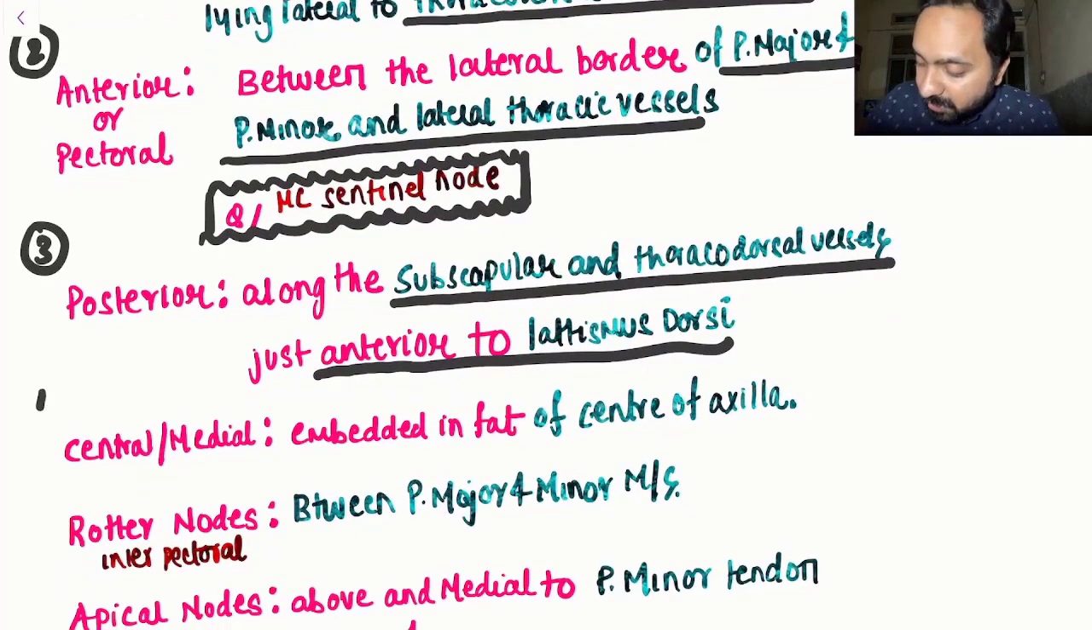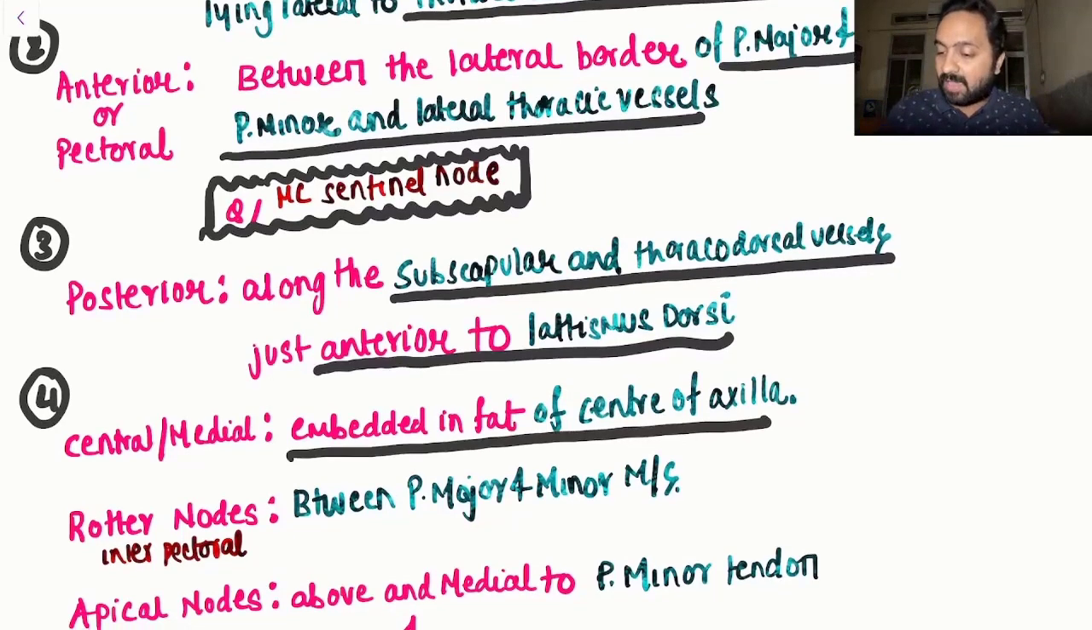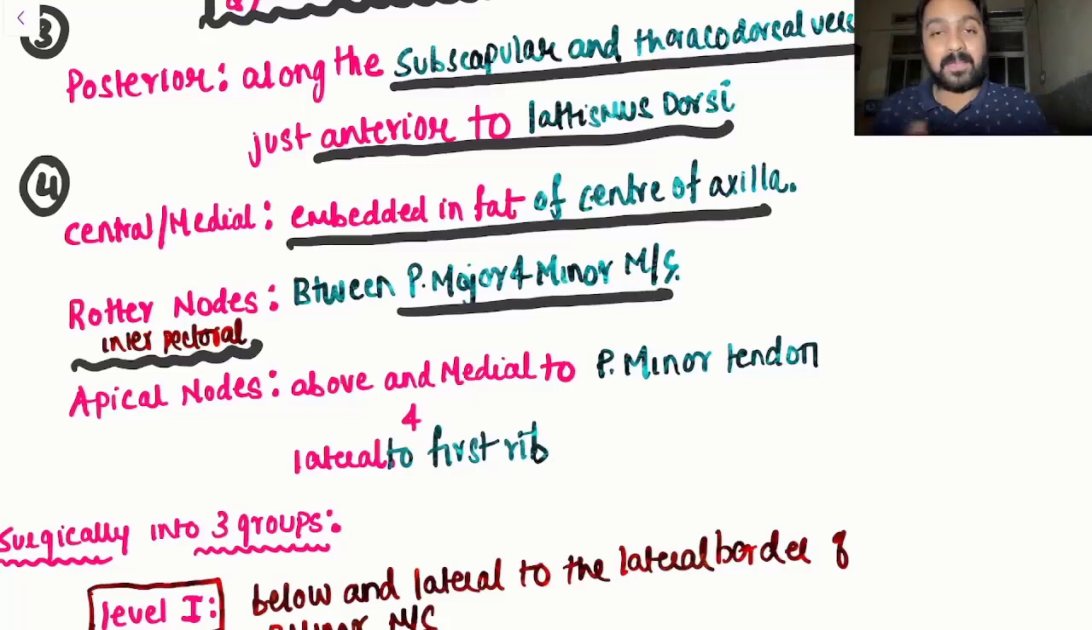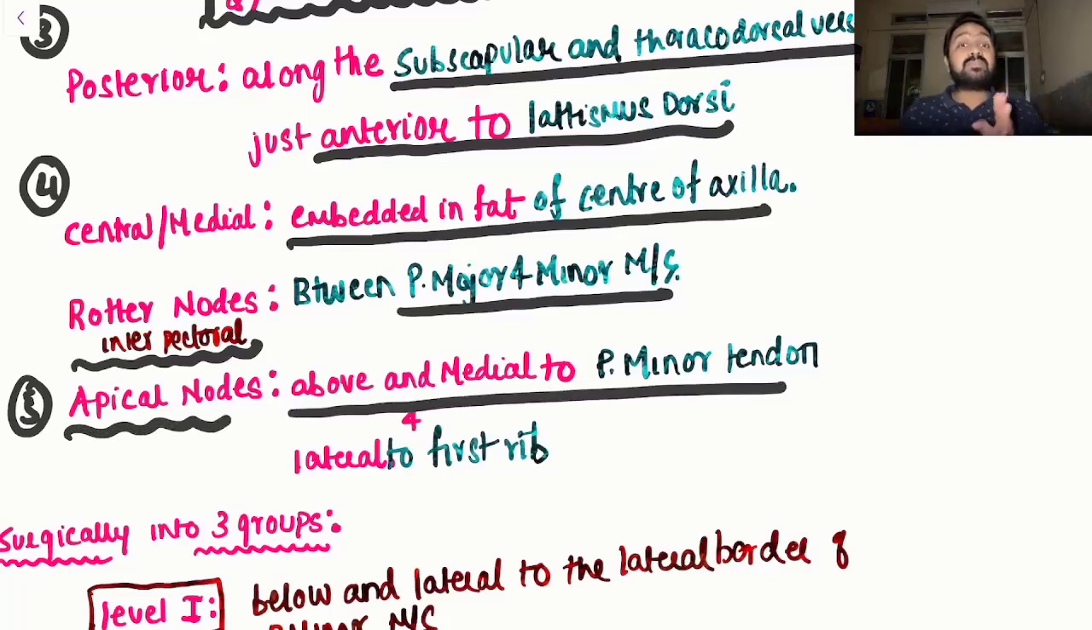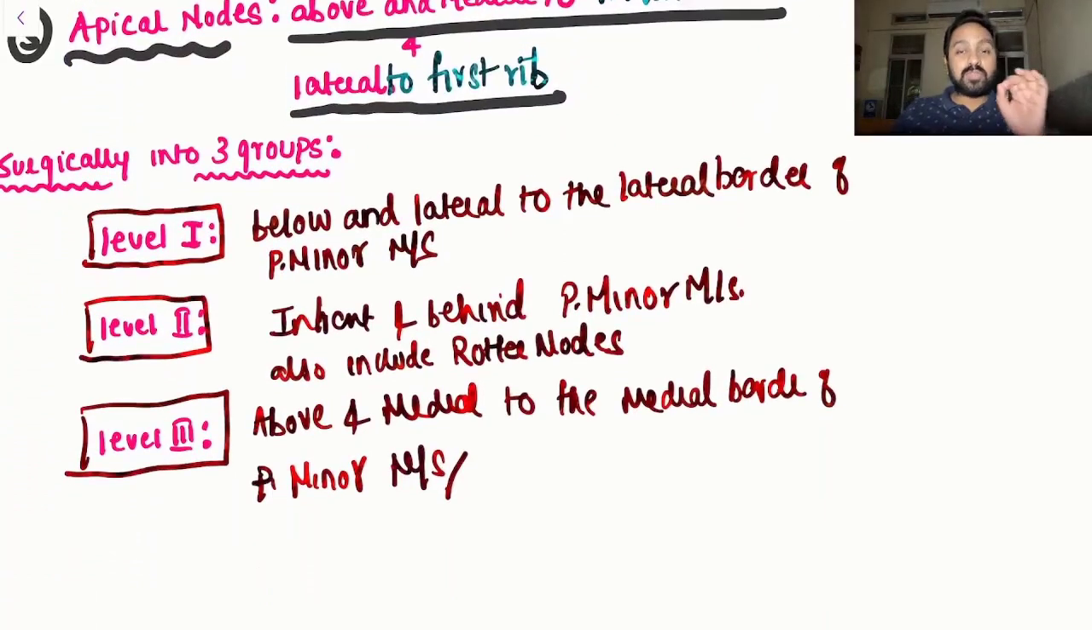Then we have your central or medial group. So these are embedded in the fat of center of axilla. Then we have your Rotter nodes, which are also known as your interpectoral nodes. So these are between your pectoralis major and minor muscles. And then we have your apical nodes, which are above and medial to your pectoralis minor tendon, lateral to the first rib.